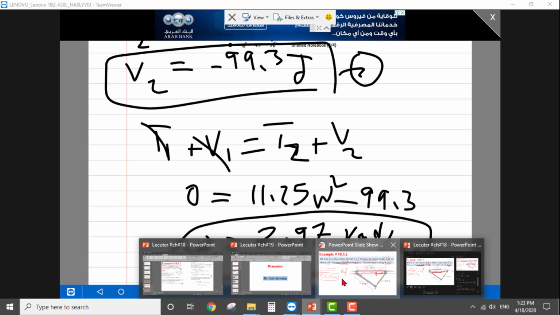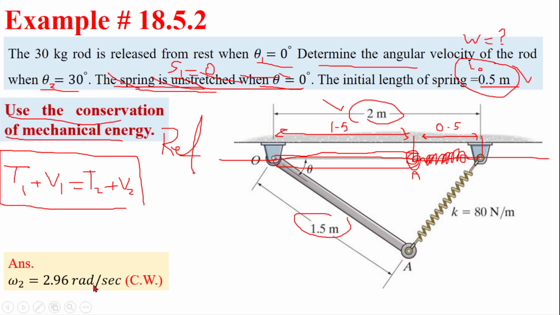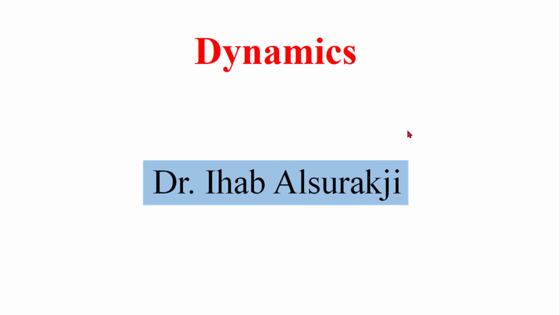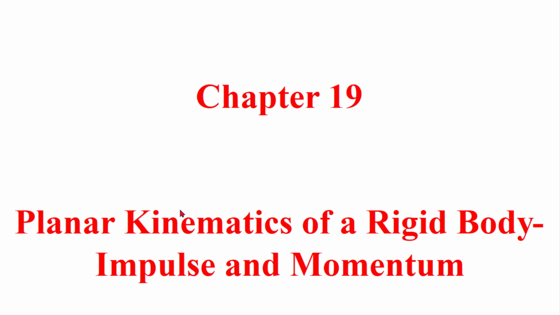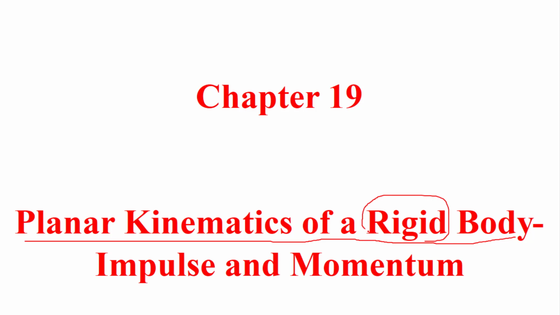So let me go back to the PowerPoint. It's 2.97. So that's it for this chapter. Now let's move to the new chapter. So here is chapter 19, the last chapter in this course. Again, you can notice that the title of this chapter is the same as chapters 16, 17, 18: planar kinematics of a rigid body. So still we are talking about rigid body, but this time we'll find the relation of impulse and momentum.